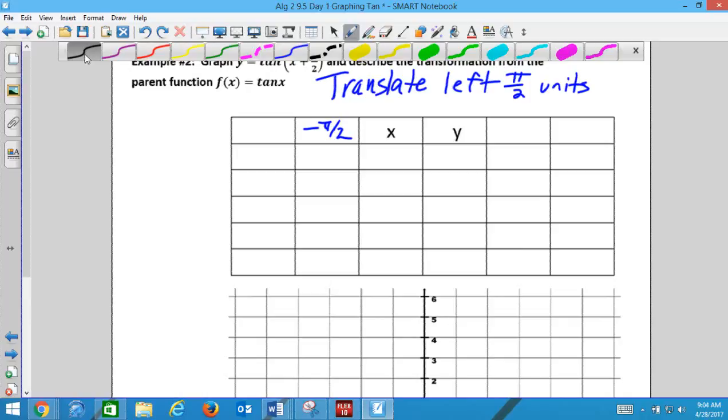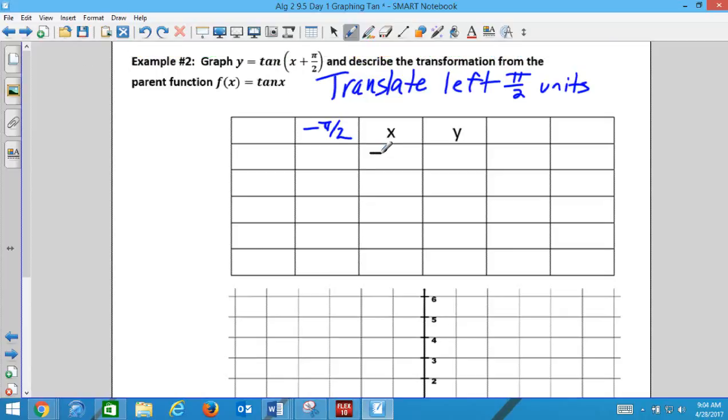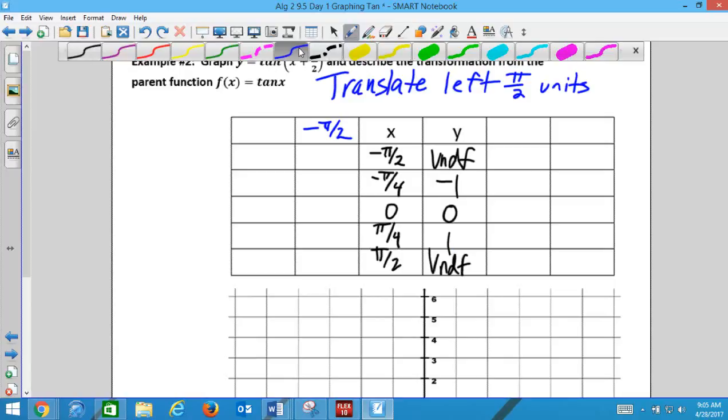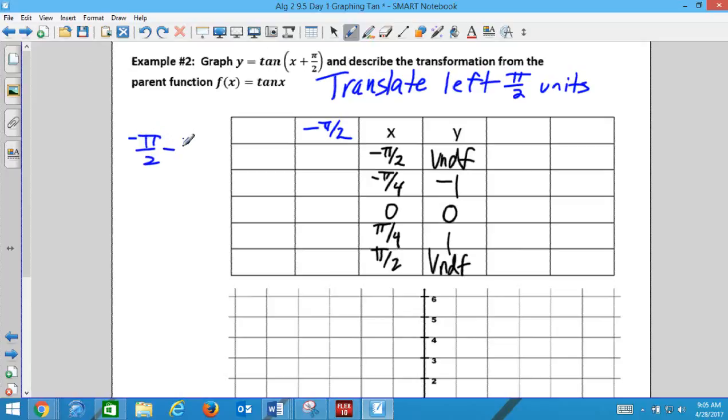So remember, the x values start at negative pi over 2, go to positive pi over 2, 0 in the middle, then we do our pi over 4s in the middle of those. Y values start at undefined and end at undefined, 0 in the middle, then negative 1, then positive 1. So we're going to subtract pi over 2 from negative pi over 2.